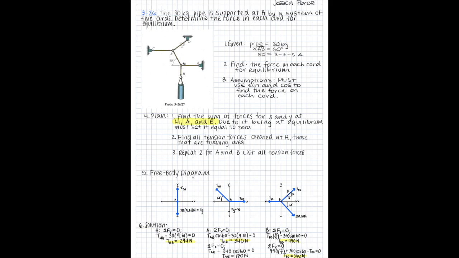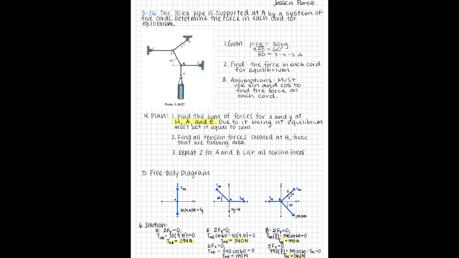pulling it down. And the last body diagram represents B, where it is showing the tension from BD, BC, and BA, the 60 degrees, and from BD you see the 3, 4, 5 triangle. This then moves us to step 6, which is the solution process.